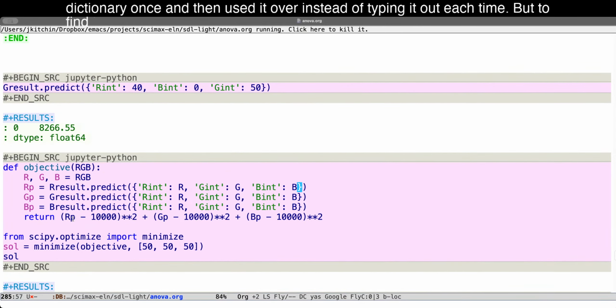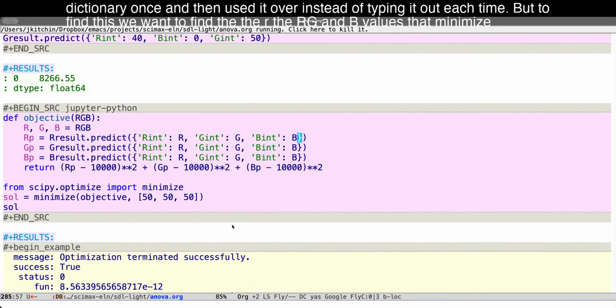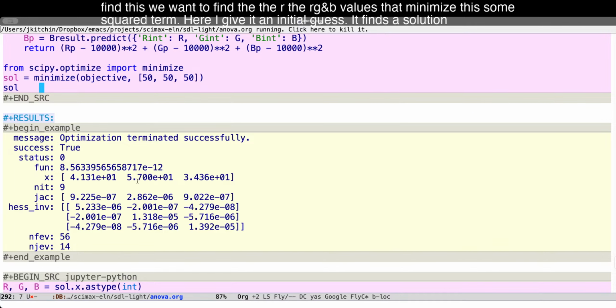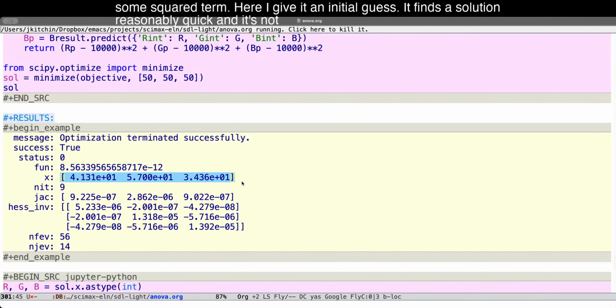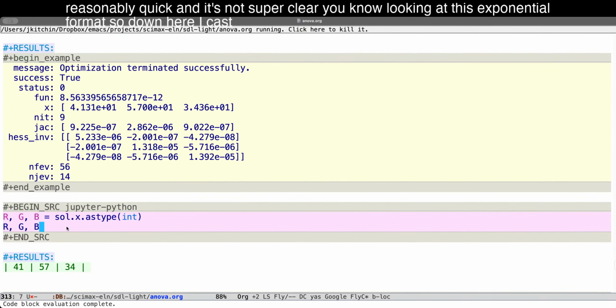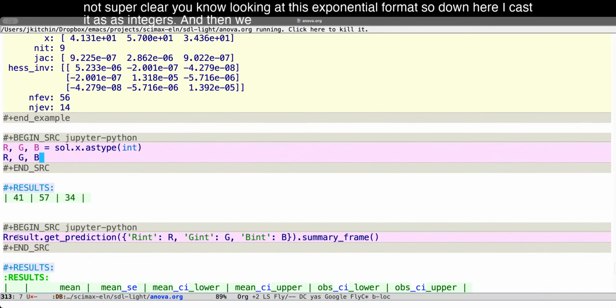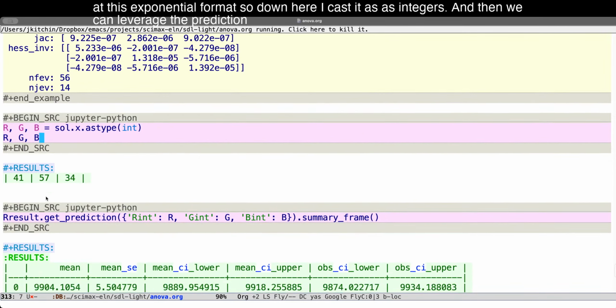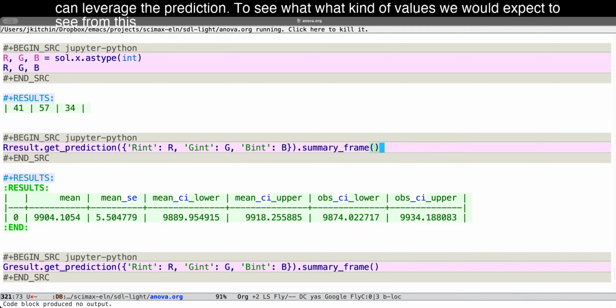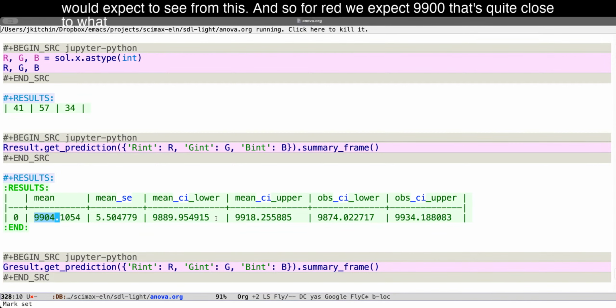But to find this, we want to find the R, G, and B values that minimize this sum squared term. Here I give it an initial guess. It finds a solution reasonably quick, and it's not super clear looking at this exponential format. So down here I cast it as integers, and then we can leverage the prediction to see what kind of values we would expect to see from this. And so for red, we expect 9,900. That's quite close to what we saw before. And then these are the confidence intervals.